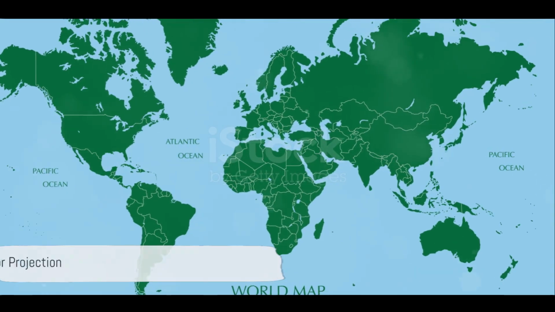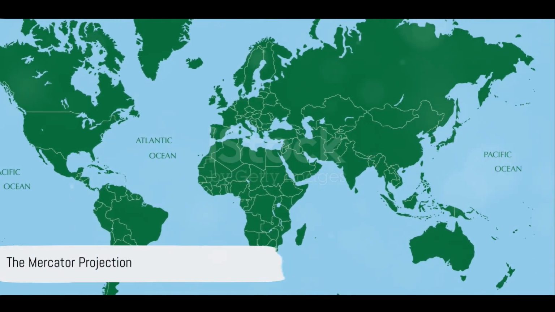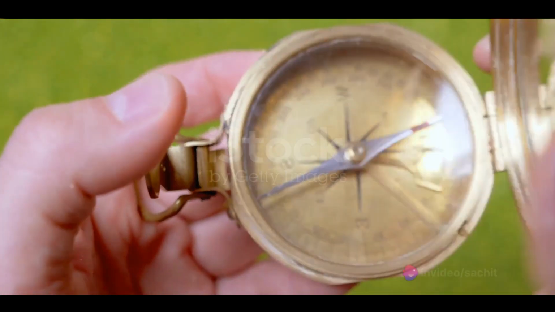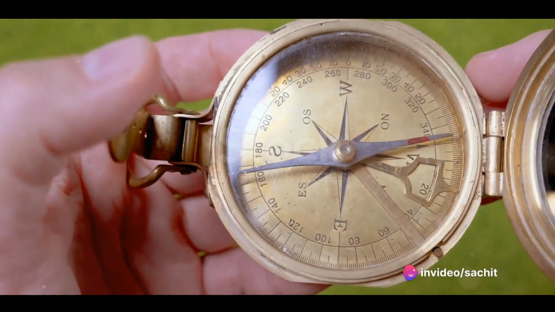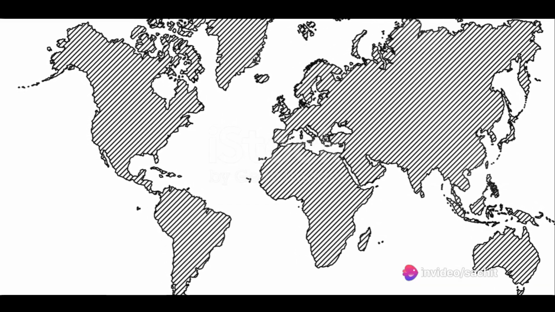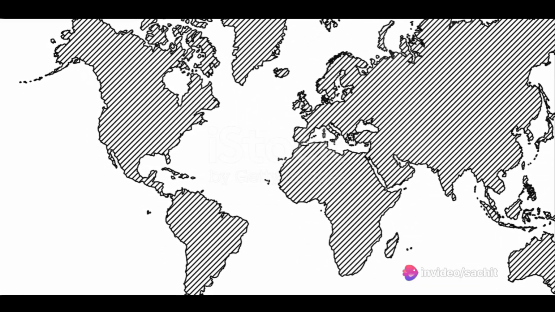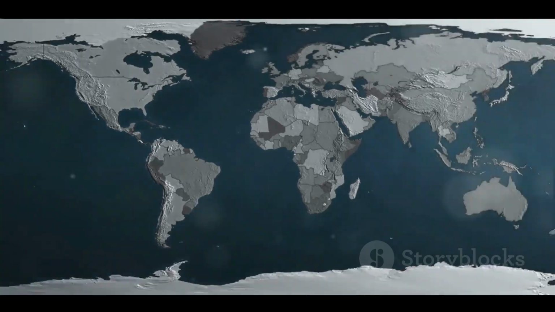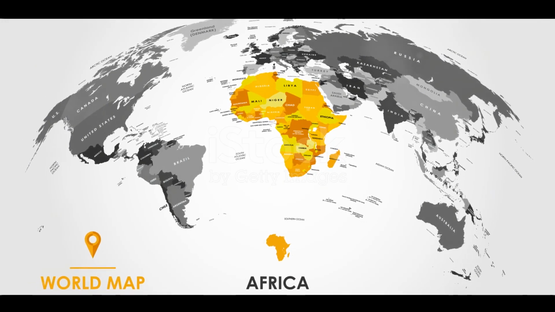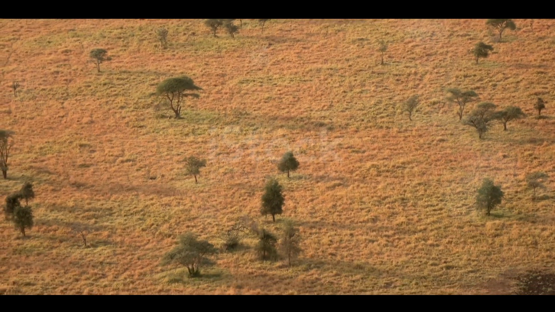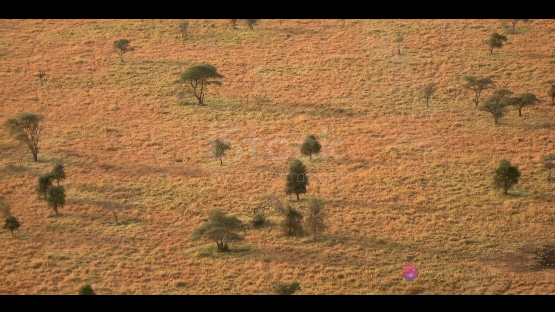The Mercator projection, for instance, is well known for preserving direction. This makes it particularly useful for navigational purposes. However, it greatly distorts the size of land masses as you move away from the equator, making Greenland appear larger than Africa, when in reality, Africa is about 14 times larger.